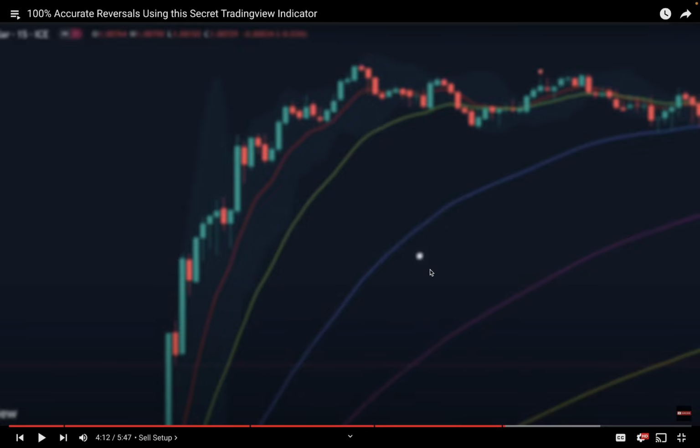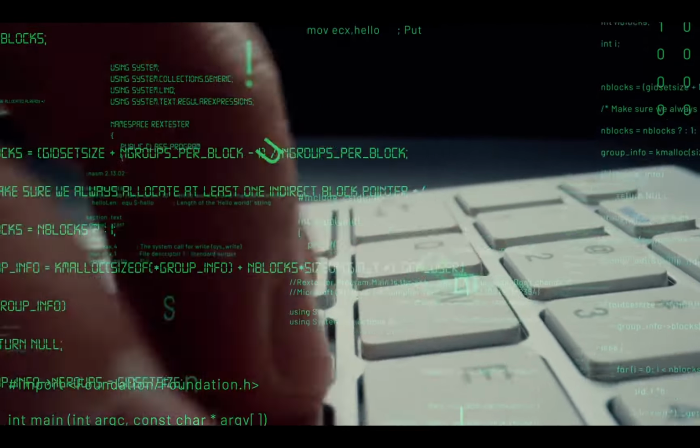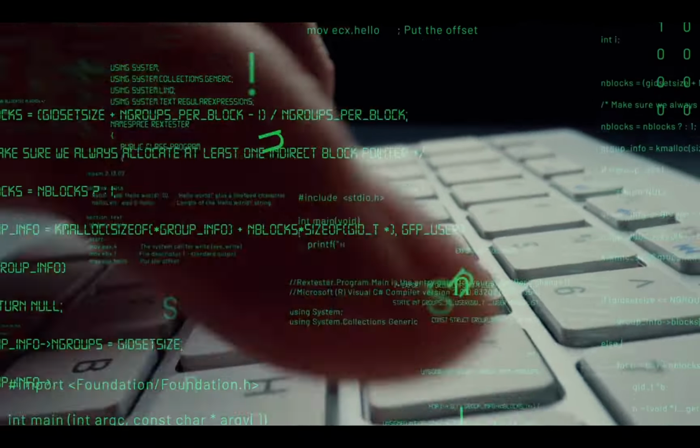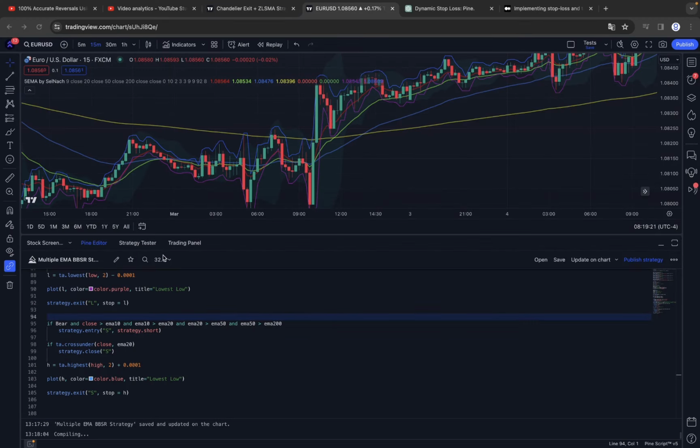So I try to find all indicators and code the strategy so we can backtest it. All right, guys, I'm back and I coded the whole strategy. I think it works pretty well now. Let's take a look at the settings.